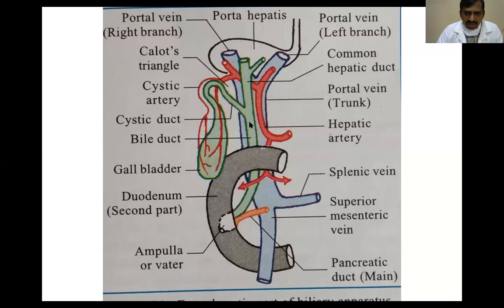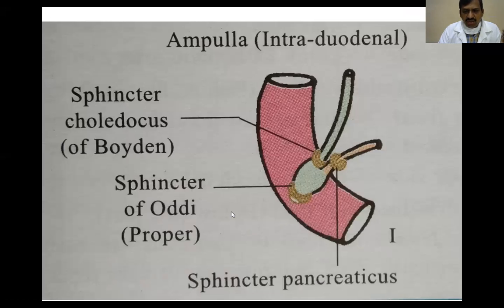Then here the common bile duct opens into the second part of the duodenum, along with the pancreatic duct. Surrounding these ducts, there are sphincters to regulate the flow of secretions from the pancreas and secretions from the liver and gallbladder. The sphincter which regulates the bile duct is called sphincter choledochus. It is also called sphincter of Boyden. This is the sphincter of Boyden.